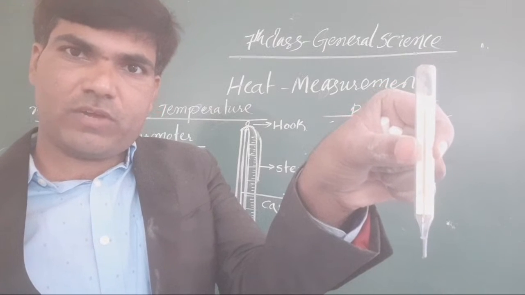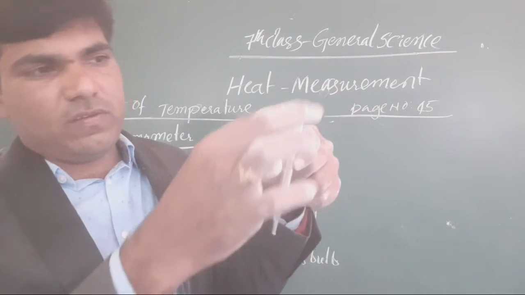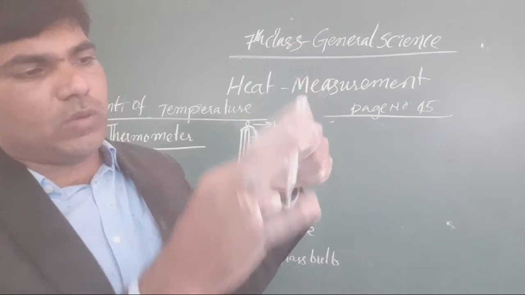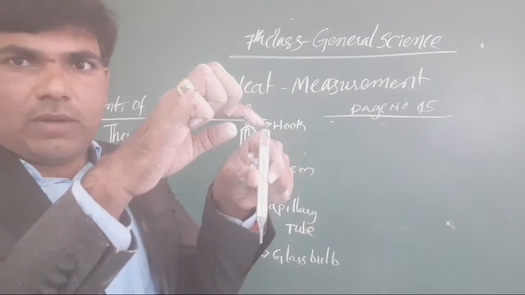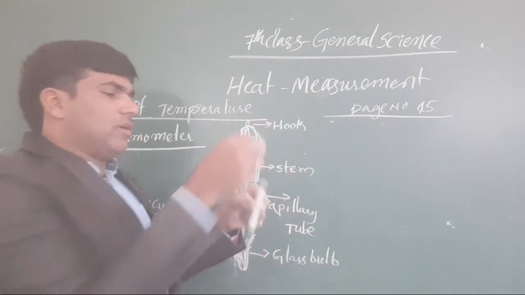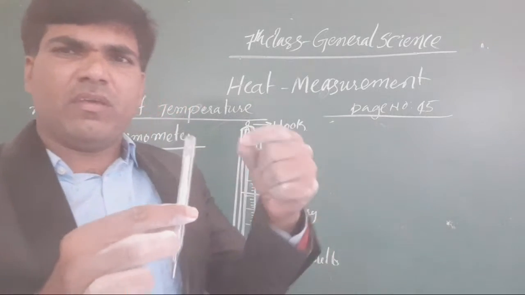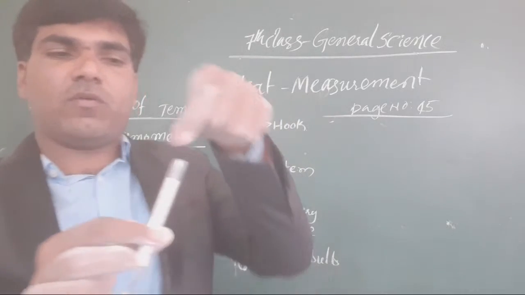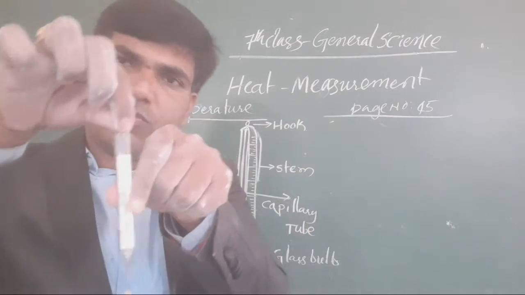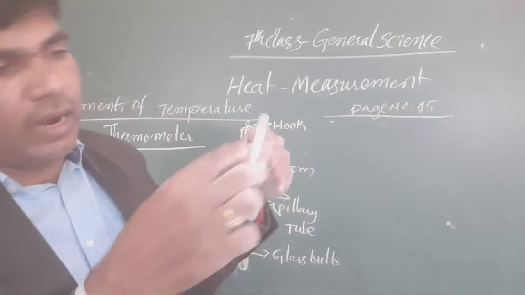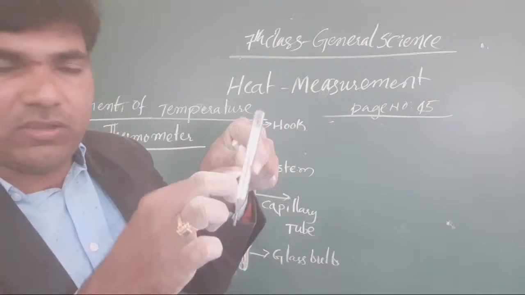This is only the structure of a thermometer. This is called the stem. From here to here, whatever the place is, it is totally called a stem. At the top it contains one hook, but not all thermometers contain a hook. A hook is there for hanging or handling purposes. A small hook may or may not be available here. This total part is called the stem. Okay, clear or not, all of you?